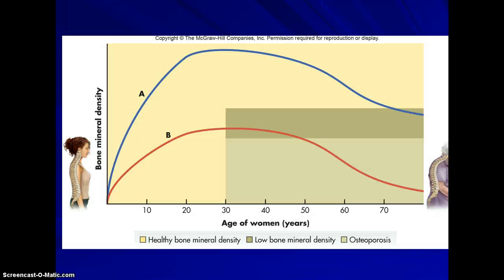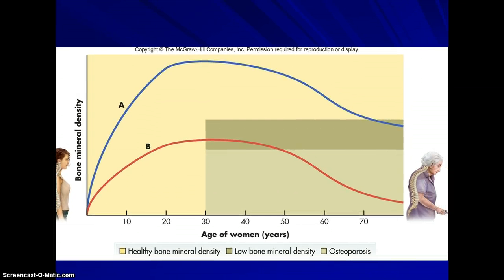I think this is a good example of why it's so important to have adequate bone density before you're 30 years of age. Because if you look at this slide, this is age down here of the woman, and here are two different women. This woman A builds those bones nice and dense in those first 30 years. So the normal process of aging and the loss of bone is not going to really push her into the osteoporosis or low bone density area.